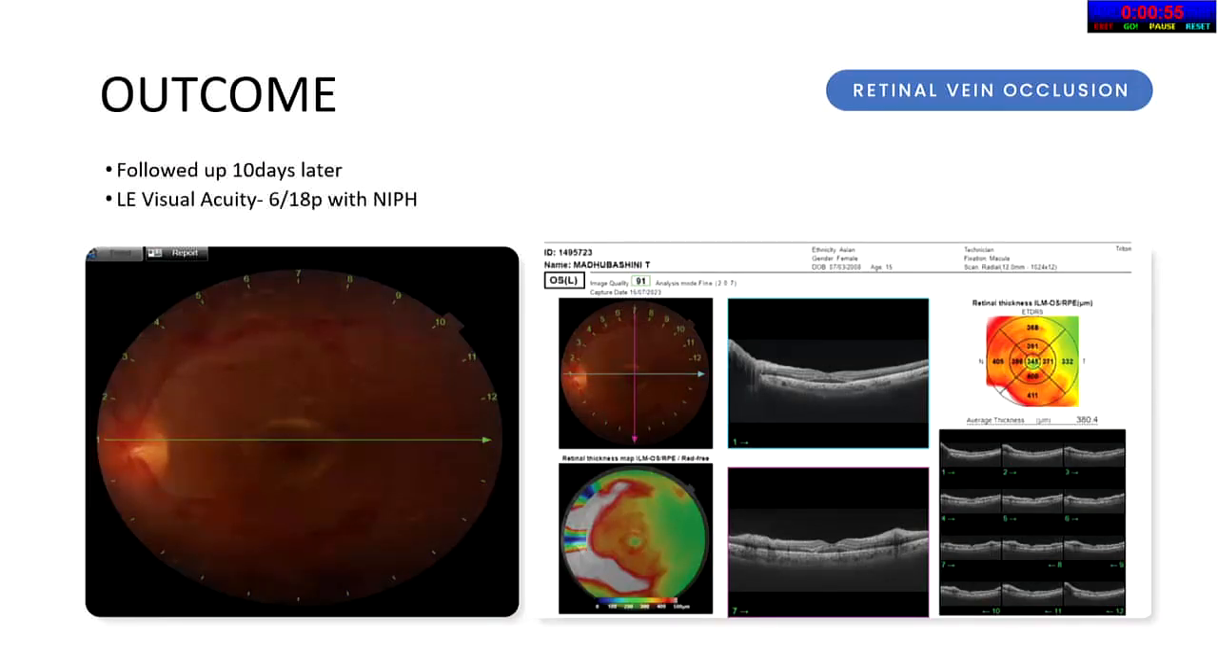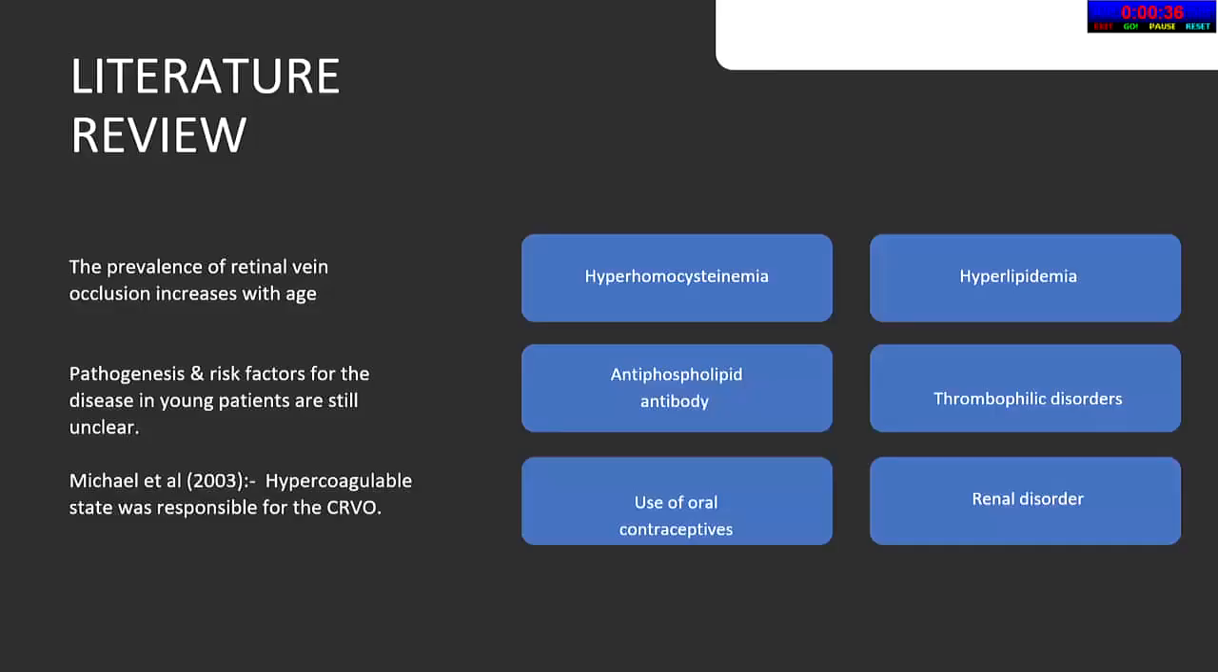The patient was followed up 10 days after injection bevacizumab, and left eye visual acuity showed 6/18 with no improvement with pinhole. The left eye fundus showed exudates in a macular star pattern, and OCT showed reduced macular edema.